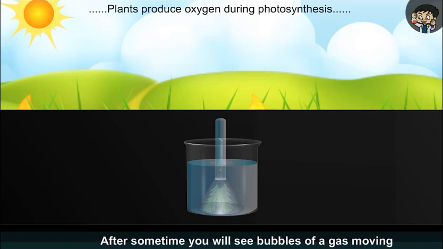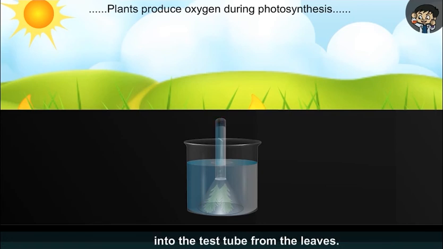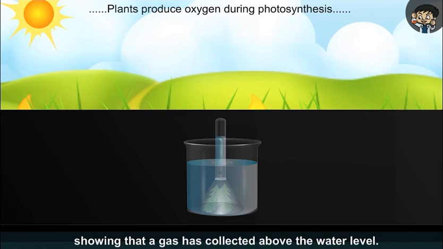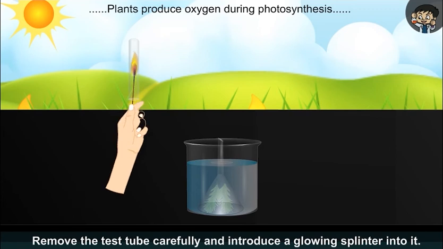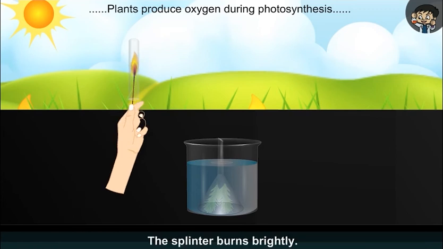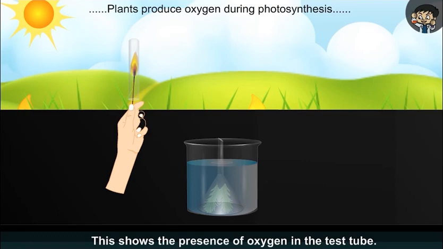After some time, you will see bubbles of gas moving into the test tube from the leaves. The water level in the test tube will go down, showing that a gas has collected above the water level. Remove the test tube carefully and introduce a glowing splinter into it. The splinter burns brightly. This shows the presence of oxygen in the test tube.